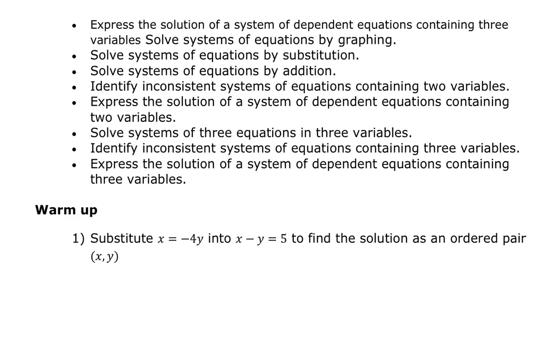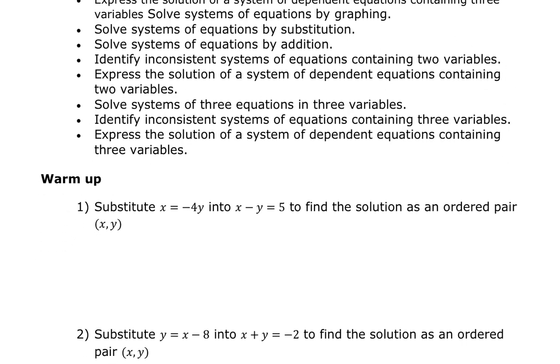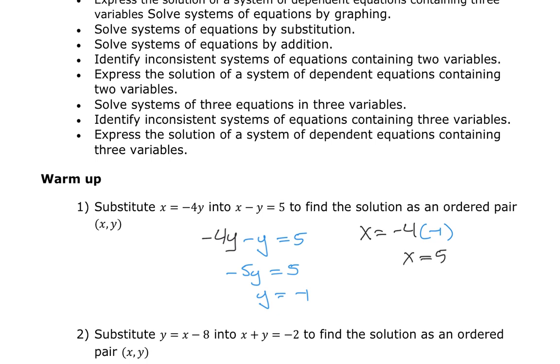Negative 4y into the second equation wherever I see x. So I'm going to take this negative 4y, I'm going to substitute it in here for this x, because that's what x is in terms of y. So I'm going to get negative 4y minus y is equal to 5. So I'm going to get negative 5y is equal to 5. Divide on both sides by negative 5, I get y is equal to negative 1. If y equals negative 1, then x is equal to negative 4 multiplied by that negative 1. And so x is equal to positive 5.